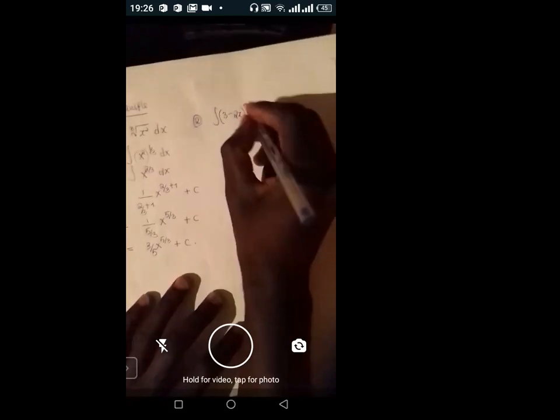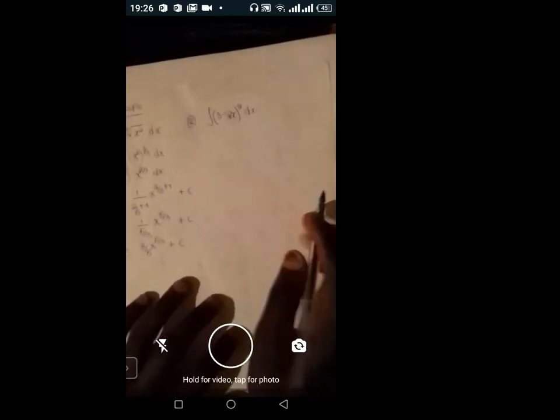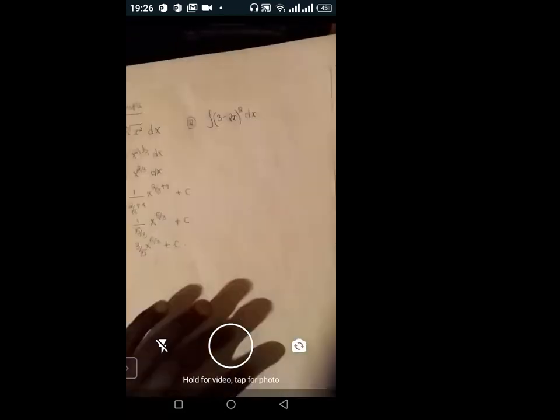So we can look at example 2. Example 2 is find the integral of 3 minus 2x, all squared, dx. Right, guys. We are going to look at some fancier ways in which we can deal with this straight away, but today we are going to expand this.